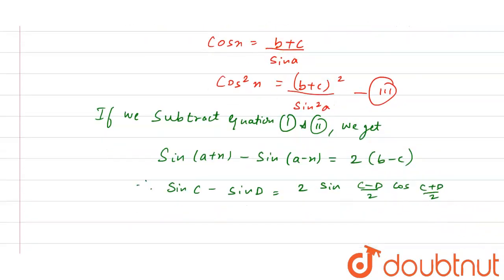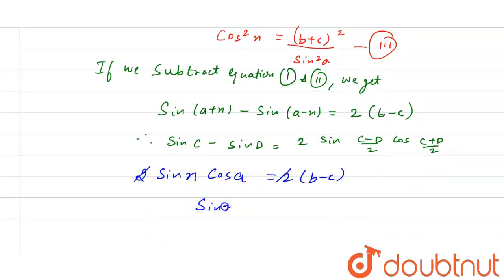So now by applying the formula it will equal 2 sin((C - D)/2), that means (a + x - a + x)/2, we get x. And similarly cos((C + D)/2), the x and x cancel, and we get cos a, equals 2(b - c). So this 2 and 2 cancel out. We can say that the value of sin x = (b - c)/cos a.